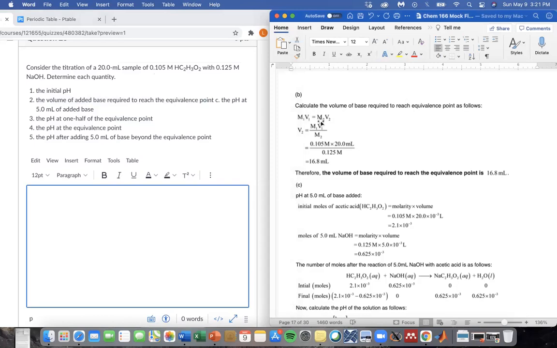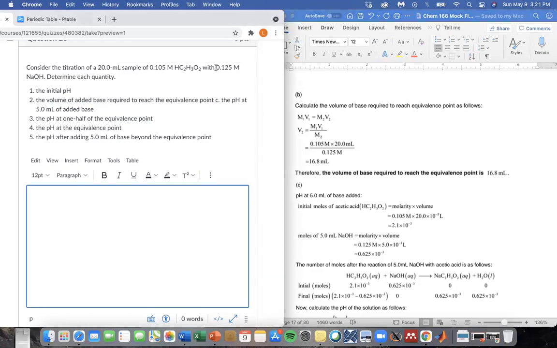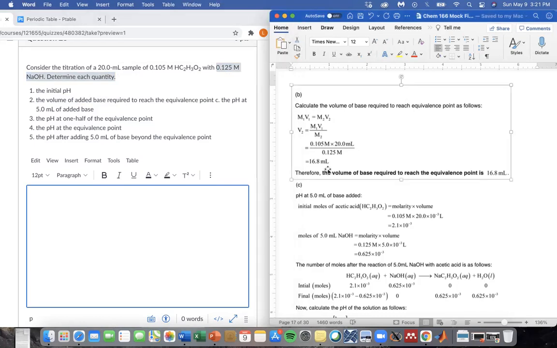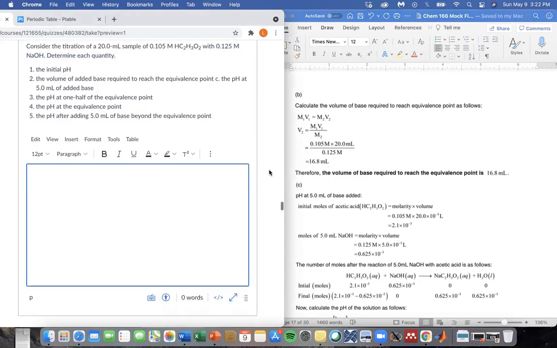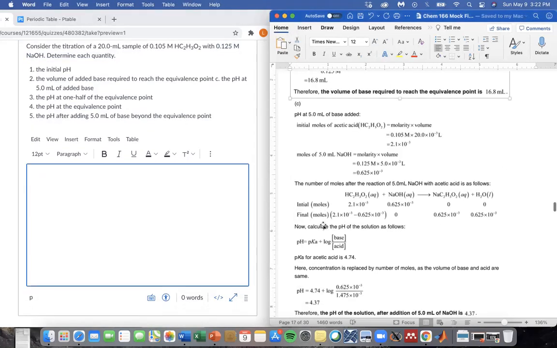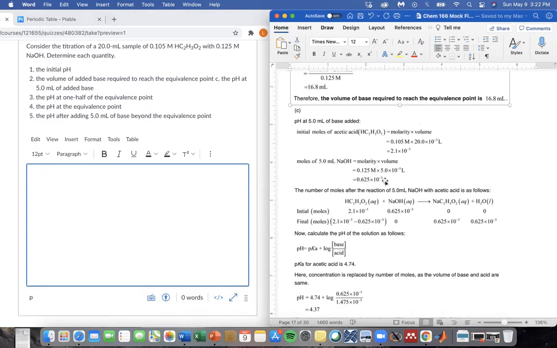So when you do M1V1 equals M2V2, it's saying the number of moles needs to be equal on each side. And so you would do 0.015, the concentration of your acid, times the volume of your acid, divided by the concentration of your base, and you would get 16.8 milliliters to reach the equivalence point. Then you have to find the pH at 5 milliliters of added base. So this is a BCA table. And so 5 milliliters of added base is going to be 6.25 times 10 to the negative third when you do the concentration times the volume here. So that's how many moles you have of NaOH.